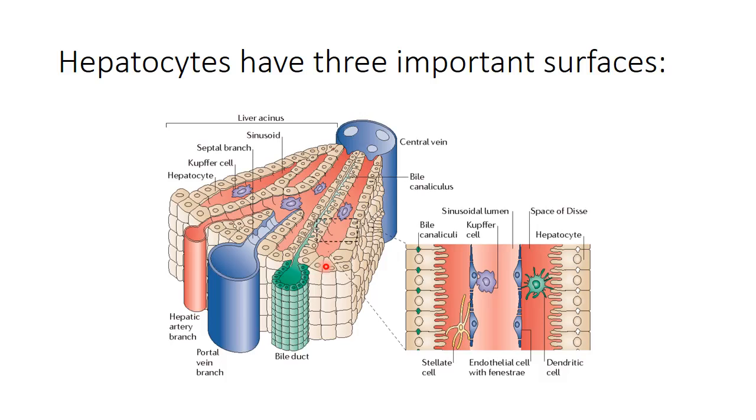So in summary, we have three important surfaces for each liver cell. 70% of the liver cell surface is in contact with the blood sinusoids. 15% of the surface area of each liver cell is in contact with a bile canaliculus, and the other 15% is adjacent to the nearby hepatocyte.